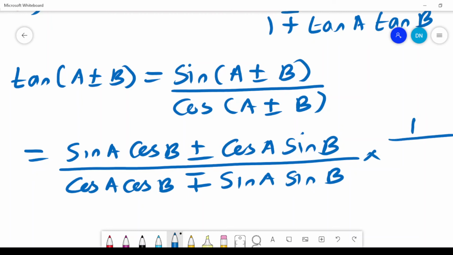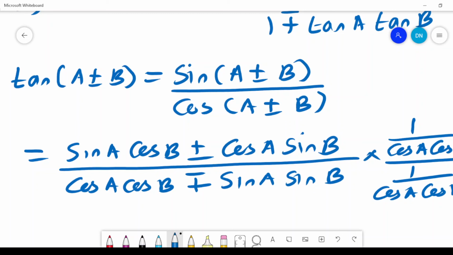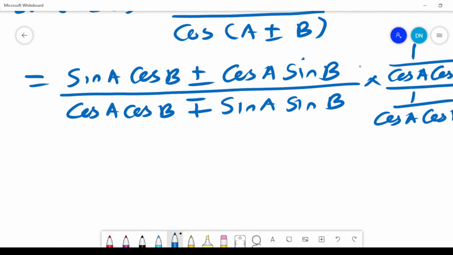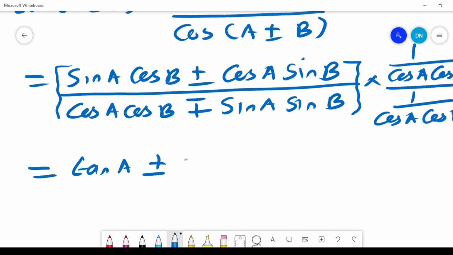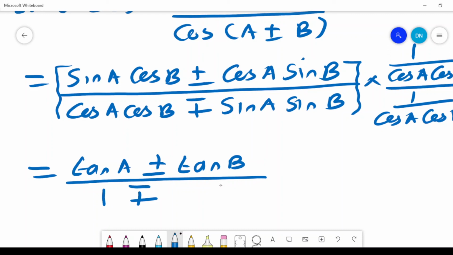I'll multiply through by 1 over cos A cos B. Why am I multiplying with 1 over cos A cos B? Because I know sine over cosine gives me the tan. So because now I have A and B that affects everything in this equation, this becomes tan A plus or minus tan B, and the cos A will cancel out. I'll be left with sine B over cos B. That gives me tan B. And then on the lower part, I'll be left with 1 minus or plus tan A tan B. And that shows that our equation is true.